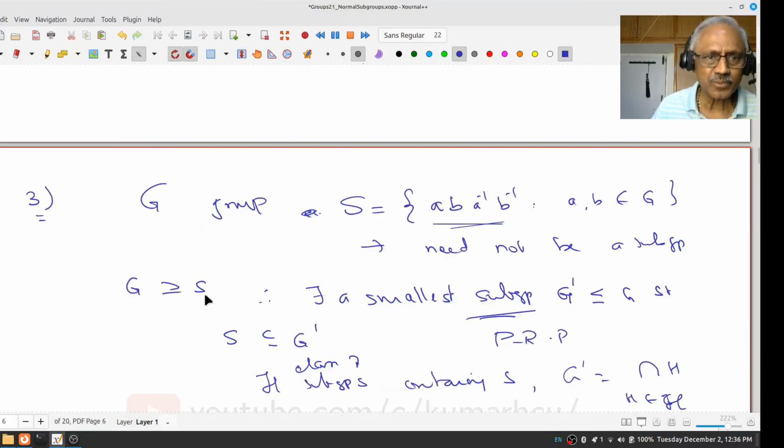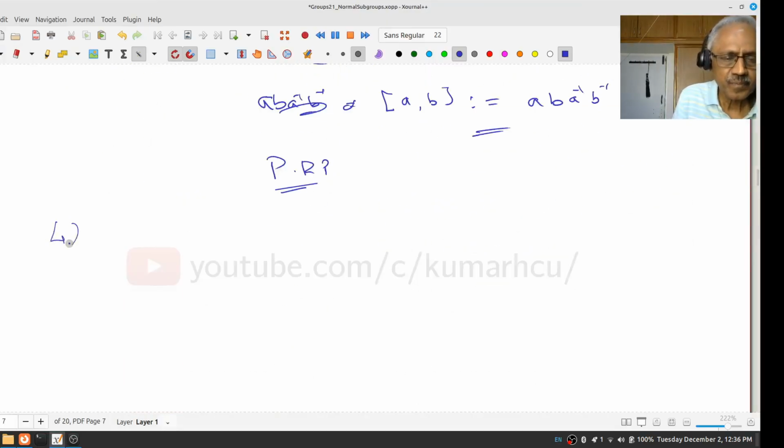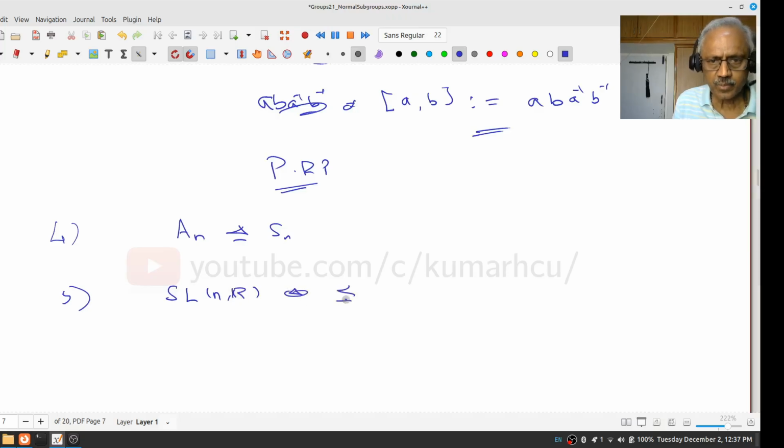This is the fourth example. Fourth example: A_n is normal in S_n. And the fifth example is, let us look at SL_n(R), which is a subgroup of GL_n(R). These are all invertible matrices, that means determinant is not equal to 0. Here determinant equals 1. This is normal. Why?